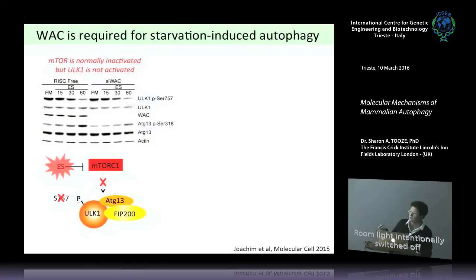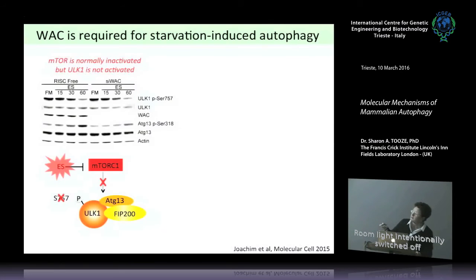You dephosphorylate ULK1 at the TOR site, and you activate this complex. You can read this out by looking at loss of the serine 757 phosphorylation on ULK1 under starvation. You see a decrease in the phosphorylation. You can also read it out by looking at activation of ATG13 phosphorylation, which is the substrate of ULK1, so this is phosphorylated when mTOR is inactivated.